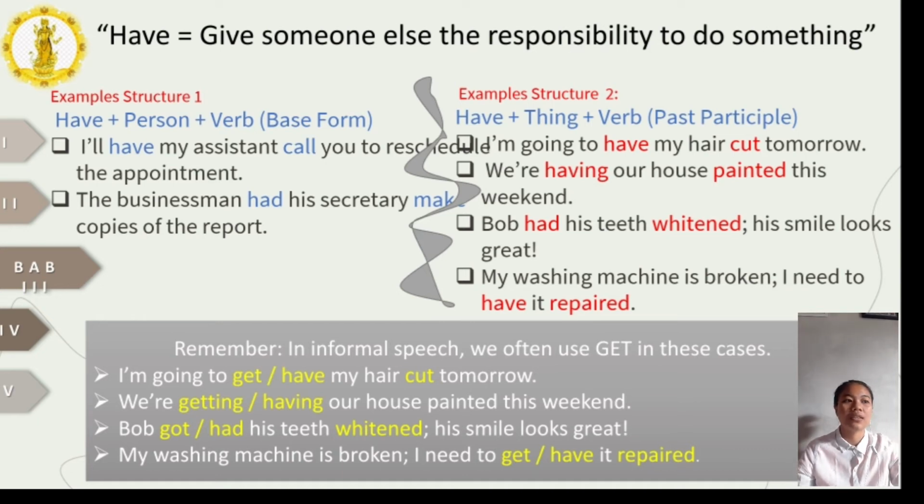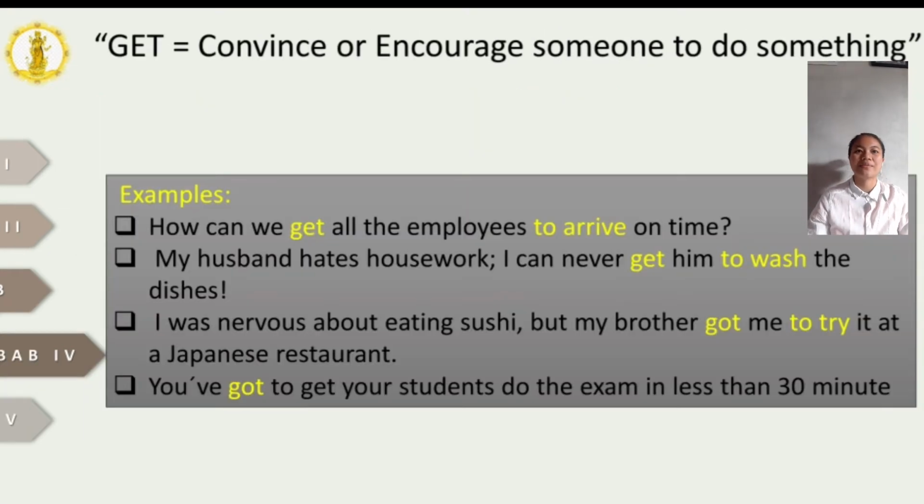In this case: I'm going to get or have my hair cut tomorrow. We're getting or having our house painted this weekend. Bob got or had his teeth whitened. His smile looks great. My washing machine is broken. I need to get or have it repaired. That's like a responsibility to do something.